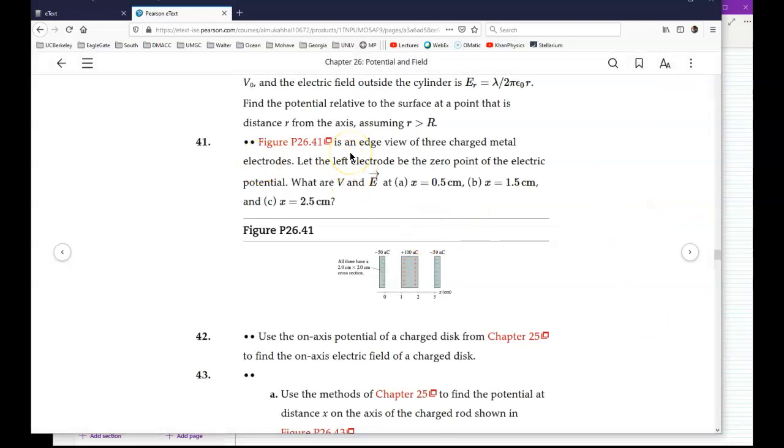It says here, Figure 26.41, which is this one, is an edge view of three charged metal electrodes. Let the left electrode be the 0 point of the electric potential. What are the potential, voltage, and the electric field at x equals 0.5 centimeter, 1.5 centimeters, and 2.5 centimeters? Okay, how do we do this problem?